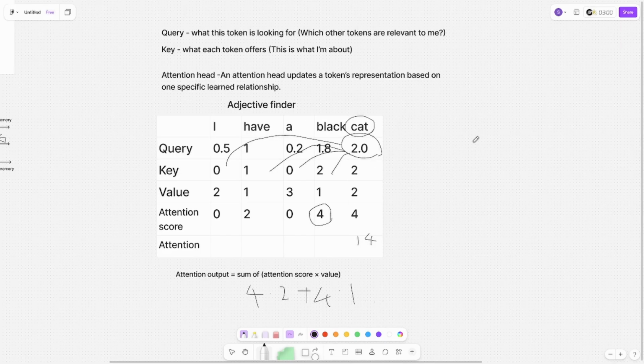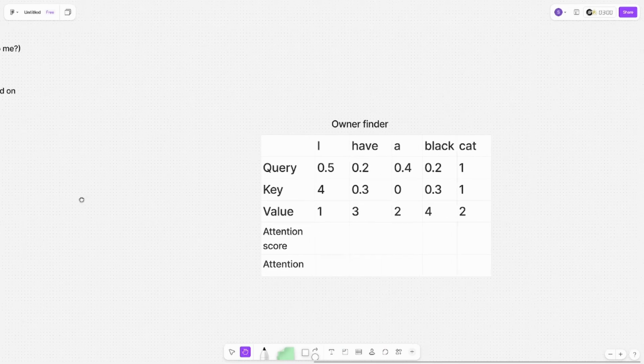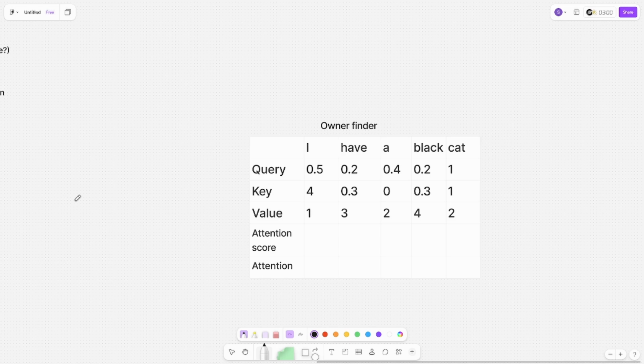In a transformer, this step is done by multiple attention heads at the same time. As an example, this attention head is used to find the adjective, and there's another attention head that would be used to find the owner. In this attention head, the attention score for things like I will be higher, and for words like have and black will be really low. This changes the representation of the token cat into telling that this is not just a cat, there's an owner for the cat, and the owner is I.